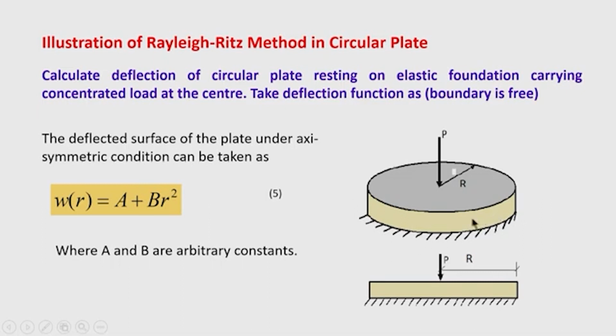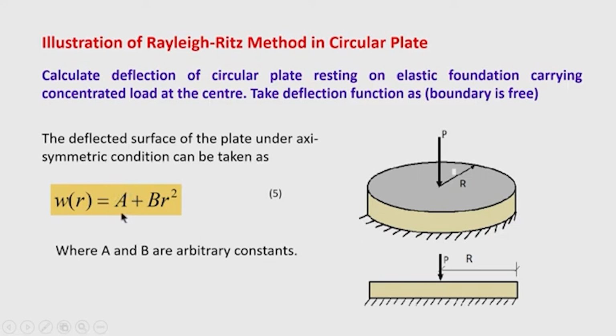Now, here the boundary is not clamped, not fixed. So, here the boundary is taken as a free boundary. So, in case of free boundary, you know that there is a possibility that the rigid body deformation may take place. Okay. So, in that case we introduce a term, say W r is equal to A.